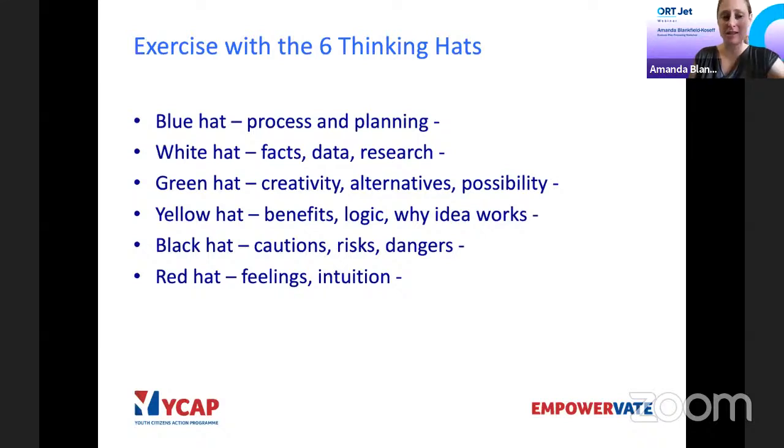The yellow one should be easy because we just did that whole exercise, choosing the specific one. Why is this the best idea? Why is this the driver? What are the benefits? Why does the idea work?